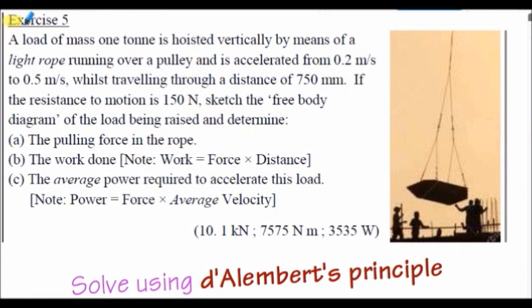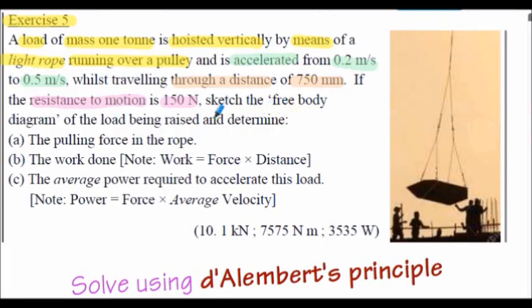And finally, here's exercise 5 from our previous presentation. We have a load, mass 1 ton, is to be hoisted vertically by means of a light rope. That means ignore the inertial effect of the rope. And the rope runs over a pulley and is accelerated from 0.2 meters per second to 0.5 meters per second. So we've got an initial and a final velocity here. The rope travels through a distance of 750 millimeters. We're informed that there's a resistance of 150 newtons. We'll assume that to be constantly acting.